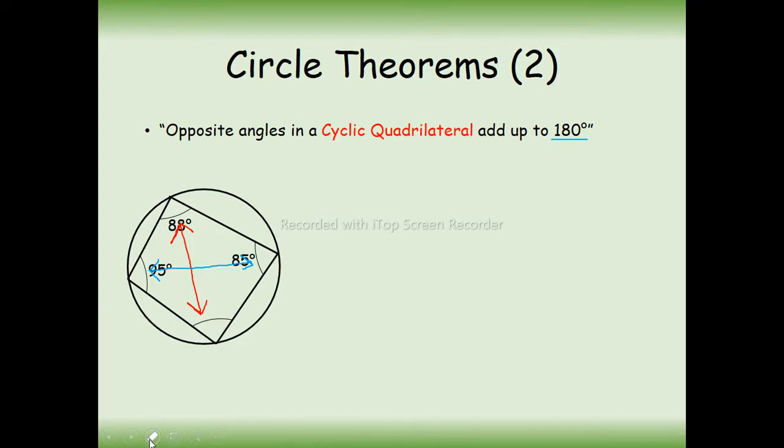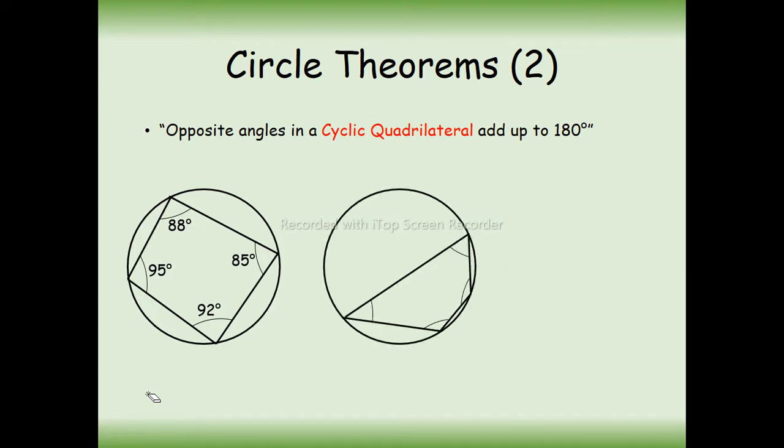180 minus 88. 92. That's absolutely right. Good. So next up, if this is 30, what would this side be? 150. Very good. If this is 140, what would this side be? 40. Very good.